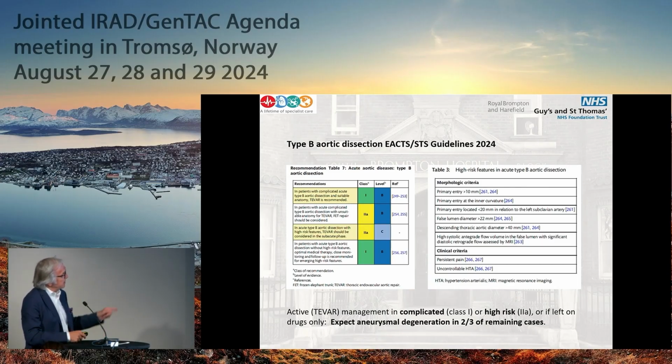This is a table from the recent European guidelines published earlier this year. They divide their patients into clearly complicated ones with the known features of complications, which is impending rupture or clinical malperfusion, or high risk. They gave them the appropriate classification, 1 and 2A for endovascular treatment. Interesting to show that the high-risk features here are listed again in so-called morphological criteria. I don't need to read them to you.